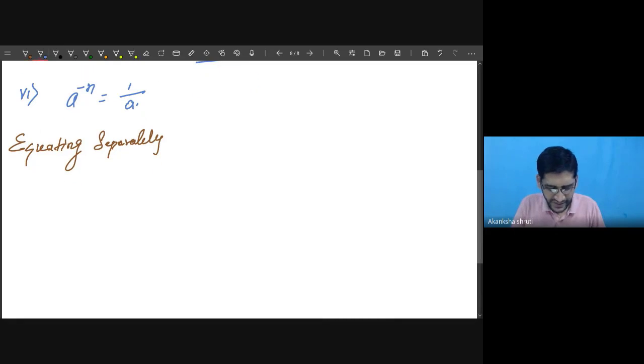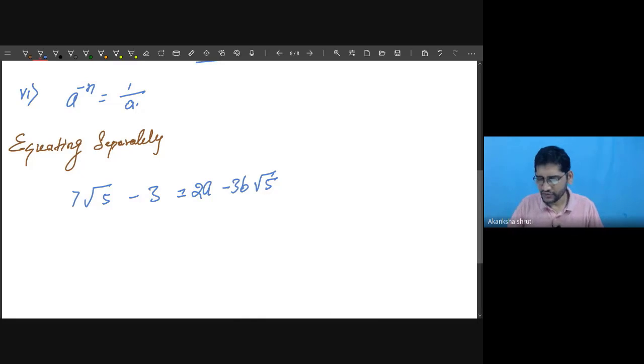Means if we have a number like 7 root 5 minus 3 is equal to a minus b root 5, or we may take this as 2a and 3b root 5.